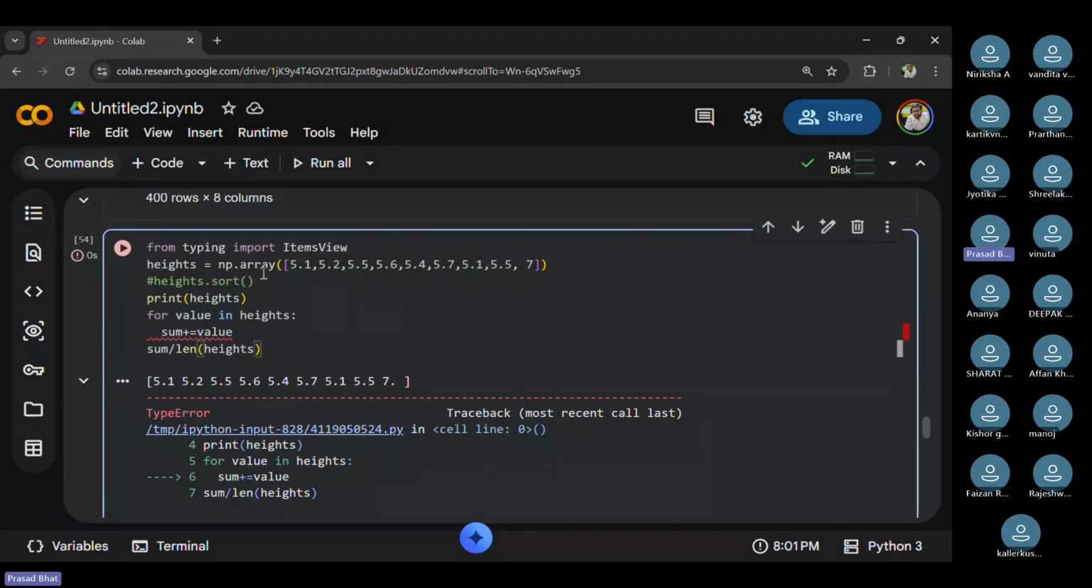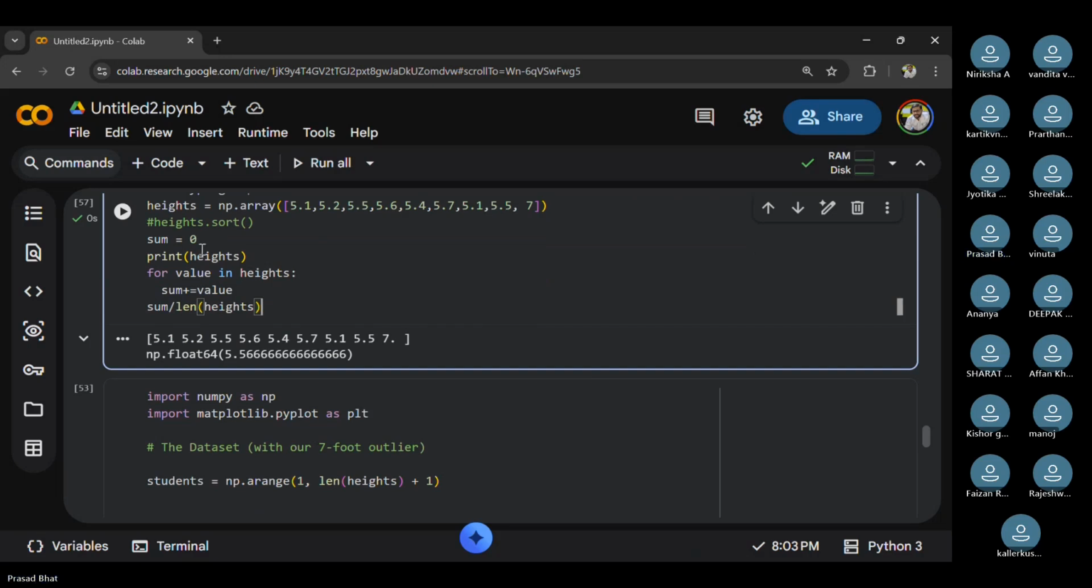Yeah, it is an NP array. Then I have to do something like, oh, sorry. Okay, I actually did not have a variable called sum, and I was trying to do the compound assignment. That was the error. Fine. So this is the crude logic that we can use to calculate the mean value. This one, right? 5.566. However, we don't have to reinvent the wheel again and again, right?